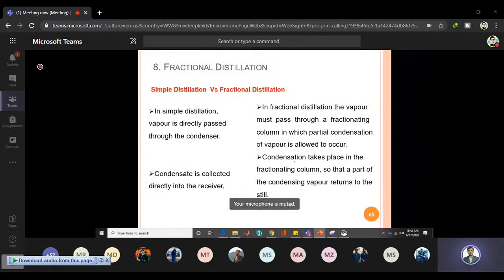Let's talk about some of the differences between simple distillation and fractional distillation. In simple distillation, vapor is directly passed through the condenser. That's it. In fractional distillation, the vapor must pass through a fractionating column in which a partial condensation of vapor is allowed to occur. So this is partial condensation, some as product, some as reflux. In simple distillation, condensate is collected directly into the receiver. In fractional distillation, condensation takes place in the fractionating column, so that part of the condensing vapor returns to the still. So this is how we do it.